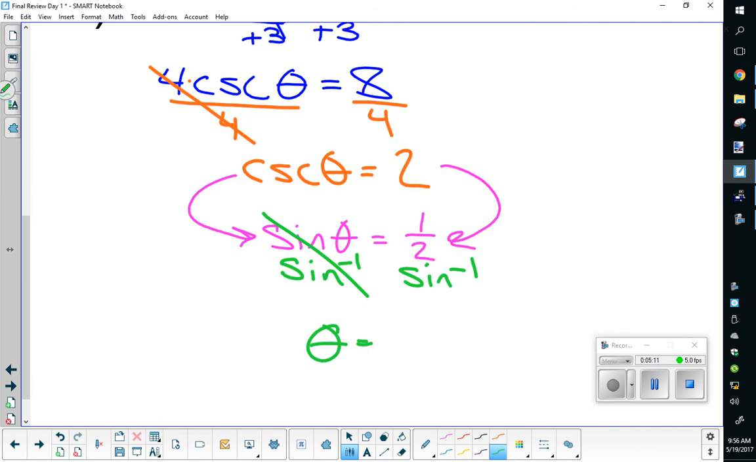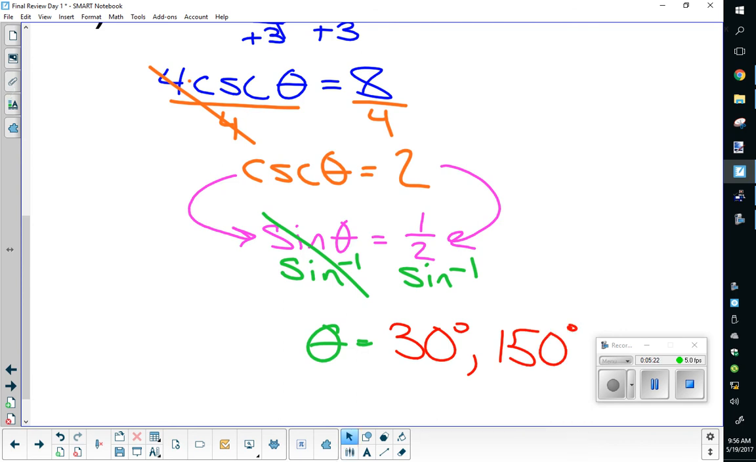30 degrees. At 60, x is 1/2. 30 degrees, where else is sine going to be 1/2? 150. Those are my two answers. Remember on these, there are normally two answers for them.